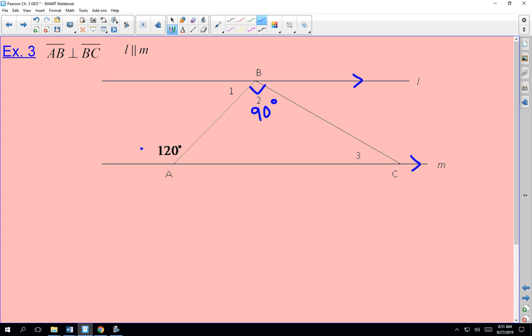These are same side interior angles, right? Remember what's true about same side interior angles? If the lines are parallel, they add up to 180. So angle 1 would be 60, yeah? So that they add up to 180.